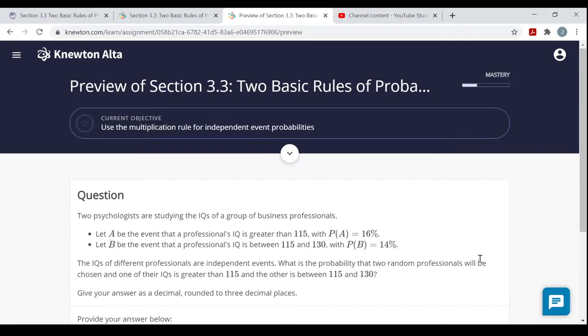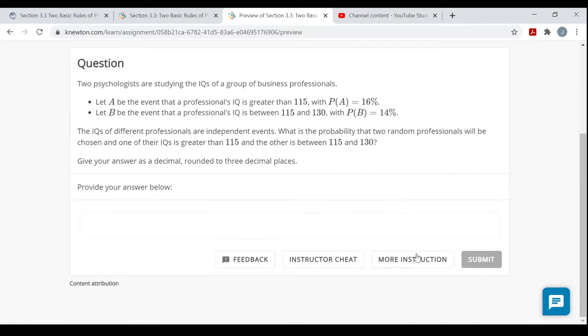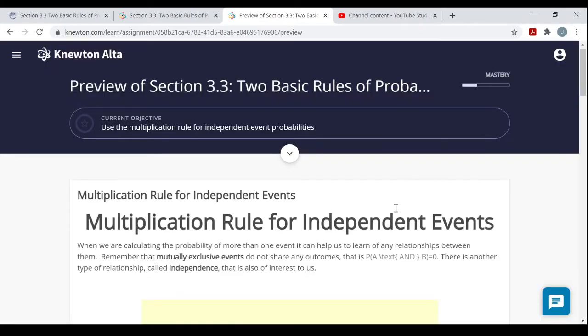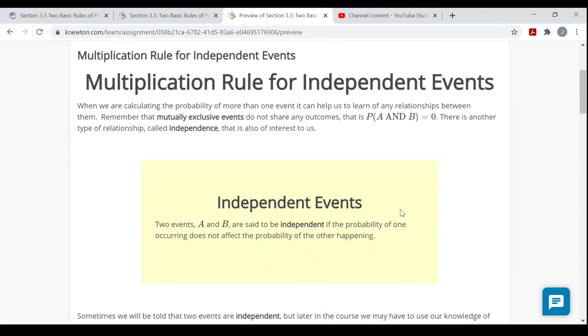All right, so this is a different objective. Use the multiplication rule for independent event probabilities. I'll show you the more instruction on this one and also write some things on paper coming up. So here it is. Now, hopefully you remember this definition from section 3.2. The concept of events being independent came up in that section. Remember, two events, A and B, are said to be independent if the probability of one occurring does not affect the probability of the other occurring or happening.